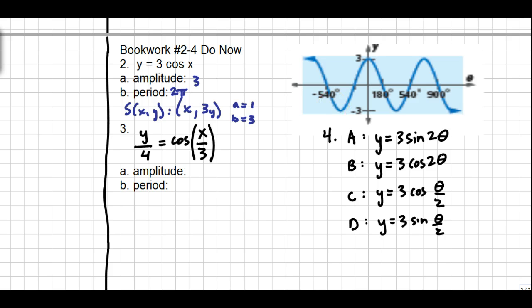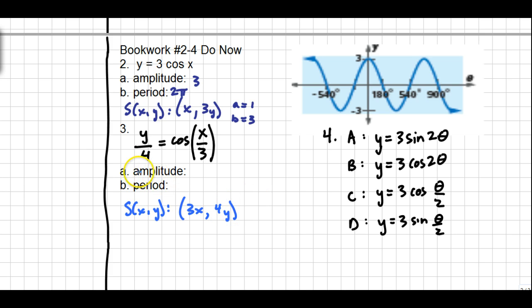Let's try another one. Number 3 right below that is y divided by 4 equals cosine of x over 3. In the equation, both the x and the y are being divided. So if I write the rule, even though they don't ask me for it, writing the rule is probably a good idea here. So if I'm dividing in the equation, I know in the rule I'm going to be multiplying. So that means the x is being multiplied by 3 and the y is being multiplied by 4.